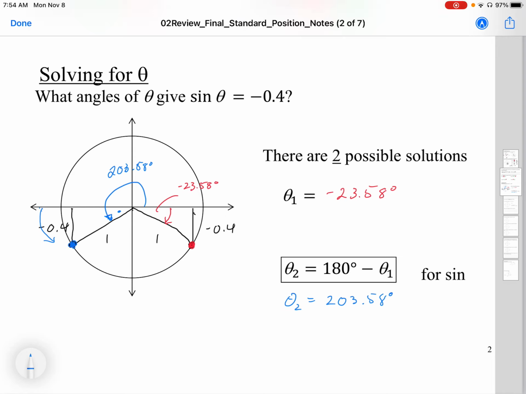So this relationship is always the case for sine, and there's a different one for cosine and tan. But due to the symmetry of sine, because sine being the vertical positioning, and we can fold it across the y-axis, we get this formula: 180 minus theta 1 to get our theta 2 position.